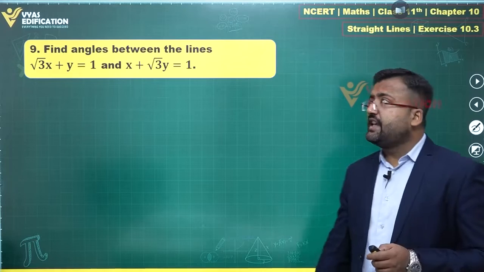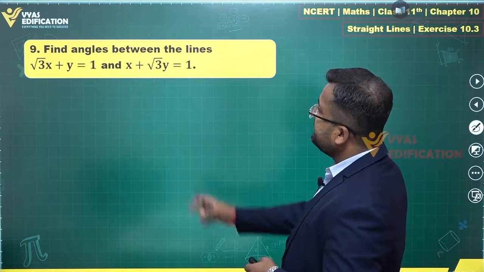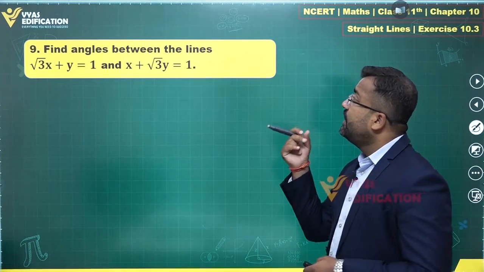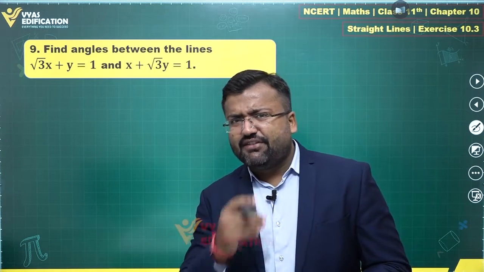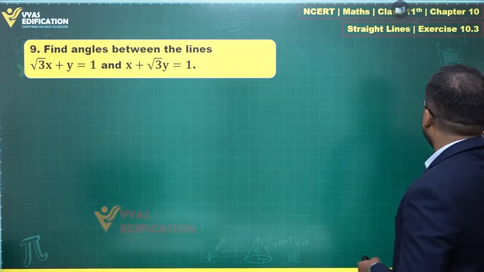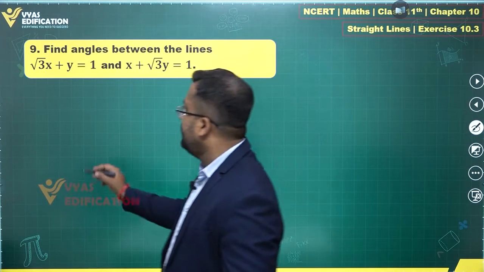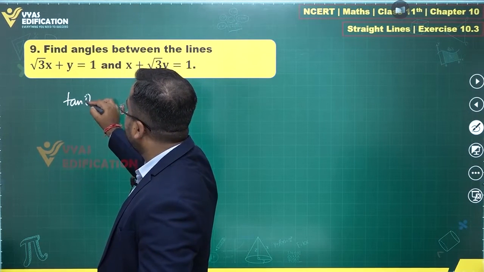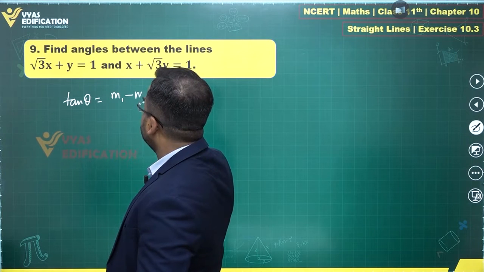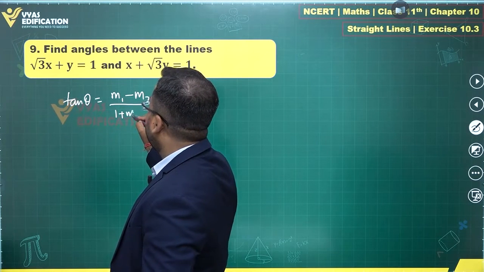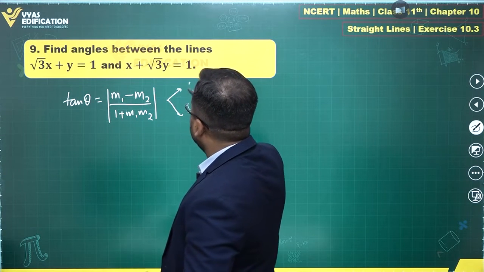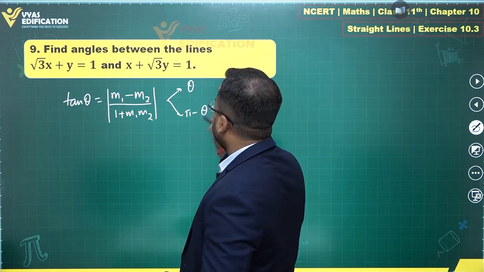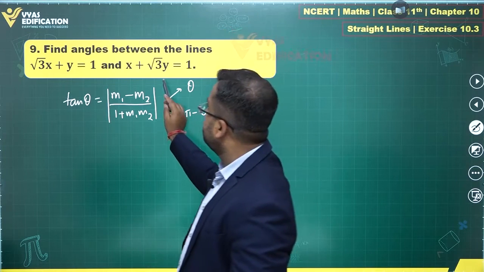The 9th question says, find the angles between the lines this and this. So for finding angles between two lines, we are not given the slopes directly. Had we been given the slopes directly, we could have directly used the result tan theta = |(m1 - m2)/(1 + m1 m2)|. The angles will be theta and pi - theta using this formula.